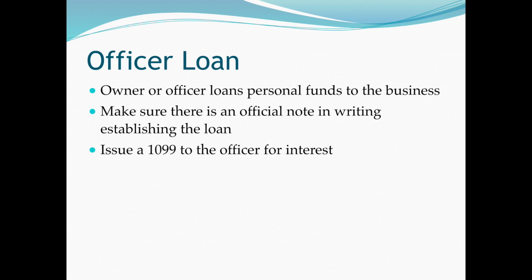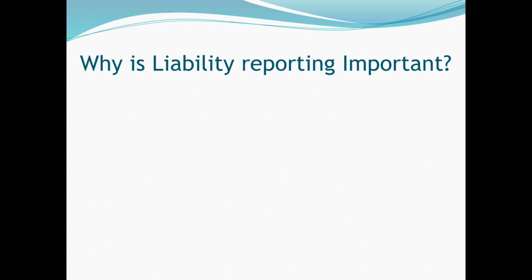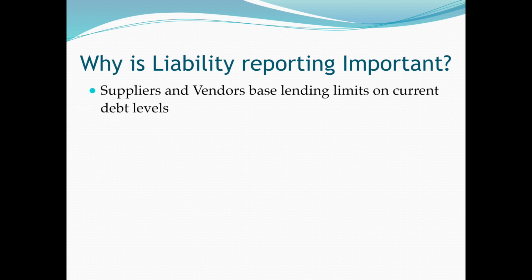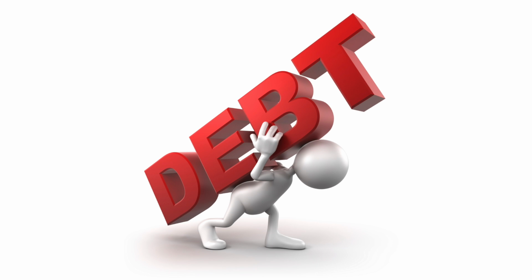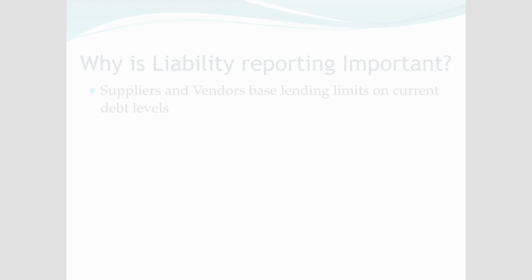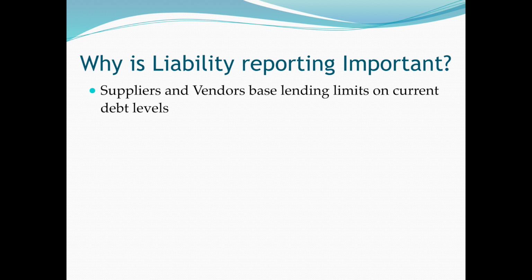Now, in the financial statements, the officer loan should always be stated separately than any of the bank loans or short-term debt because they're related party debts. Well, that was all the different types of liabilities. Let's move on to talk about why it's important to state them correctly on your financial statements. The first main reason is suppliers and vendors. These types of creditors look at your current balances to determine how much they're willing to lend you in the future. In other words, if you have large balances, they're probably less likely to keep extending more credit to you.